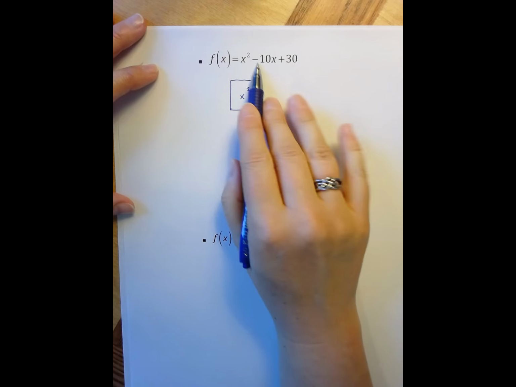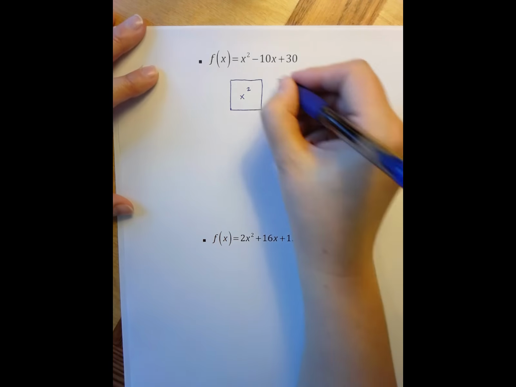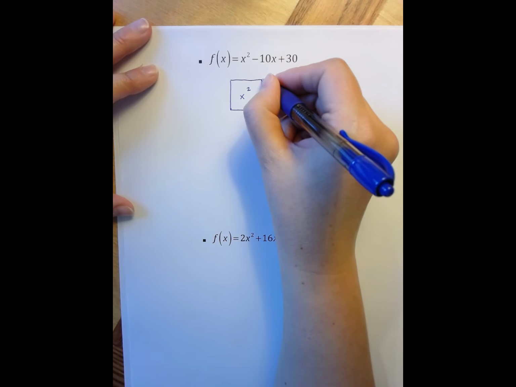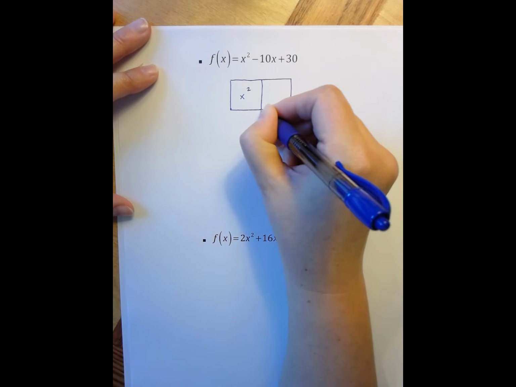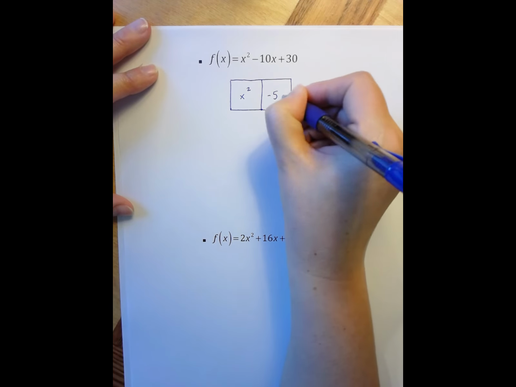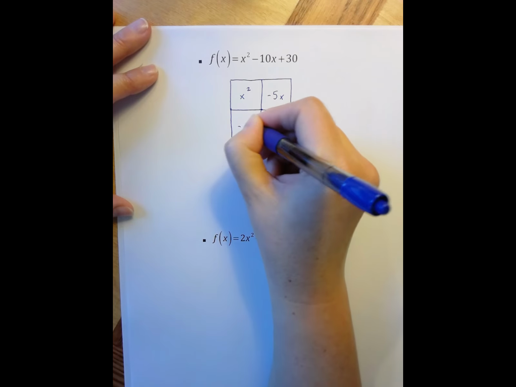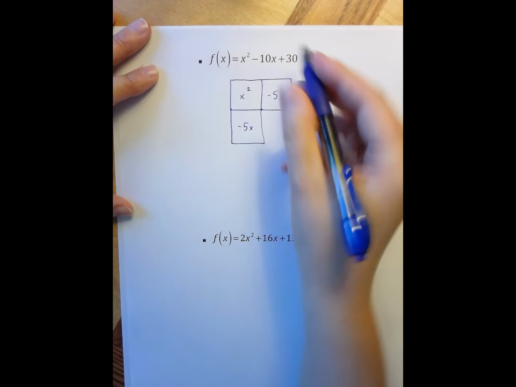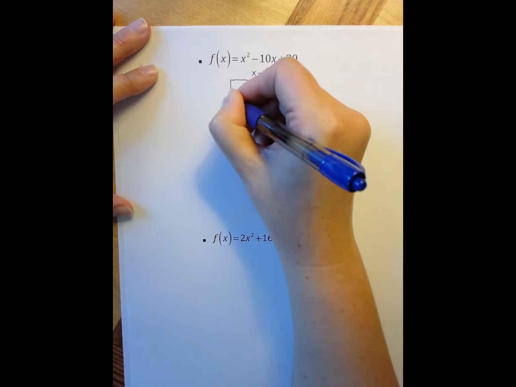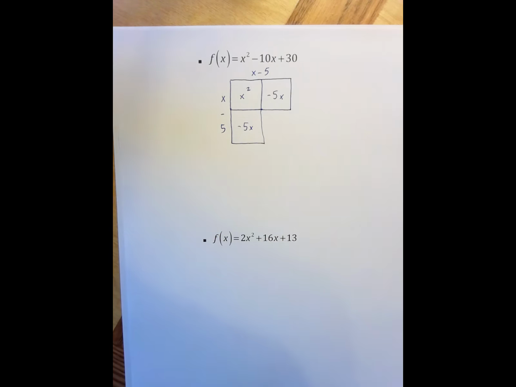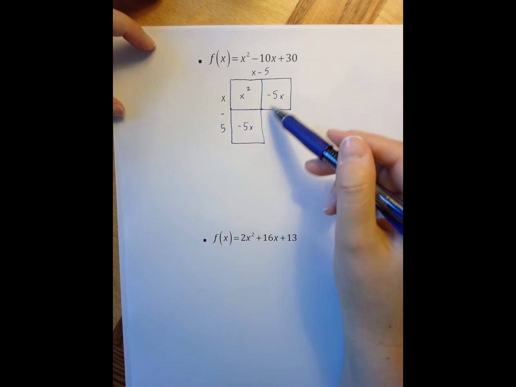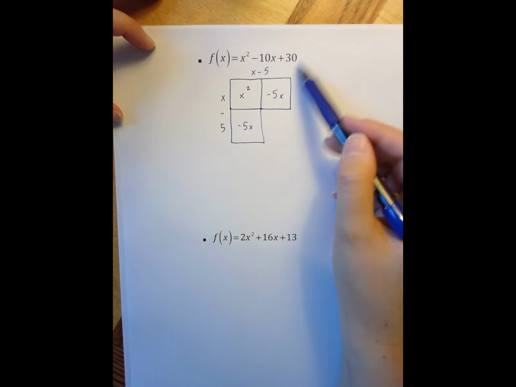And I'm going to place these negative 10x's. Remember, I'm making a square, so I need to split them in half. So I have over here minus 5x's, and over here another minus 5x's, which means my dimensions are now x minus 5 and x minus 5. So my job now is to figure out what to do with this 30.